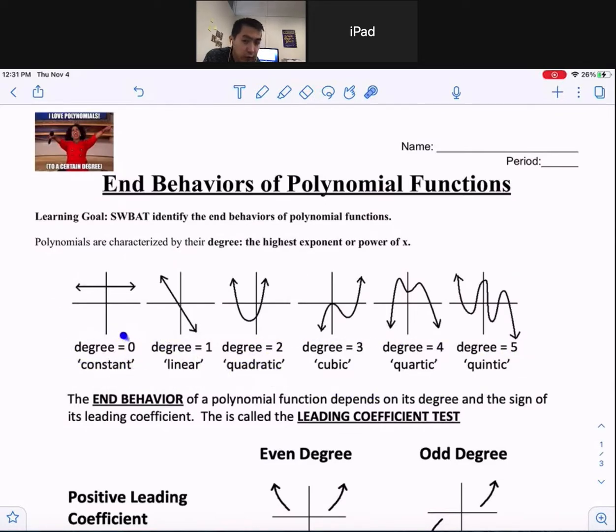Now, if the highest degree is 0, this is what a constant graph could look like. If the highest degree of your polynomial is 1, this is the graph of a linear function. 2, quadratic, 3, cubic, and so on. So these are just representations of what your guys' graphs could look like for each type of degree. Okay? So the end behavior of a polynomial function depends on its degree and the sign of its leading coefficient. This is called the leading coefficient test.